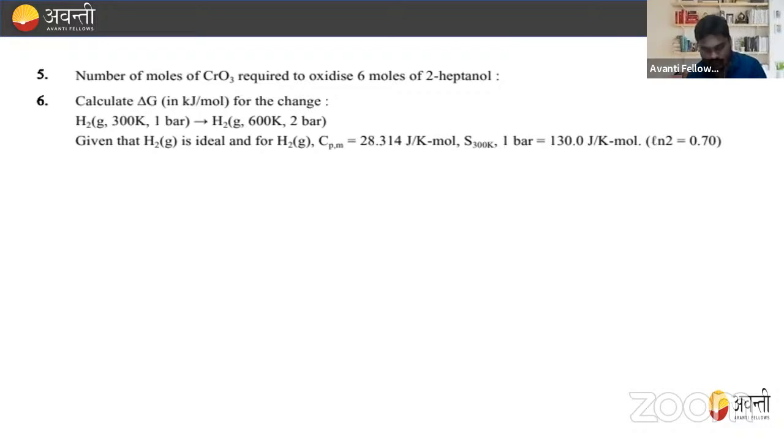Okay. So I'll explain to you, right? Let's draw the structure of 2-heptanol so that you are able to understand this thing. The number of moles of CrO3 required to oxidize 6 moles of 2-heptanol. So how will you write the structure, beta? Can anyone tell me what is the way to write the structure of this? No? Okay. So I'll tell you.